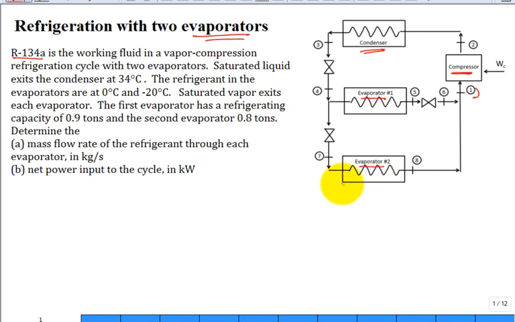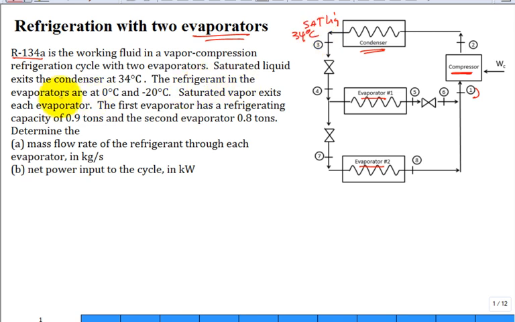Let's continue to read the problem. Saturated liquid exits the condenser at 34. So you might just put sat liq coming out of the condenser, 34 degrees C. Can you tell me what is the operating pressure of that condenser? What's the pressure at 3 as well as the pressure at 2? Yeah, it's the saturation pressure for the temperature of 34 for refrigerant 134A. You could go to the tables and look that up. We'll need to do that. Okay, let's continue to read the problem.